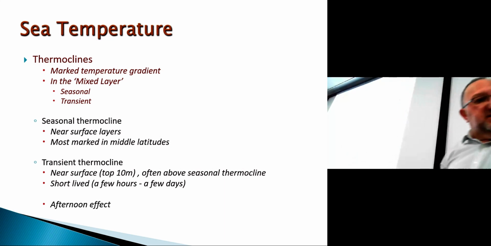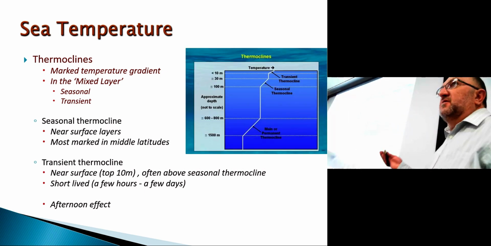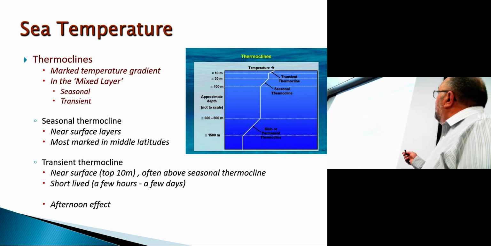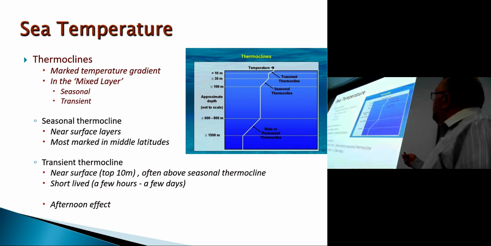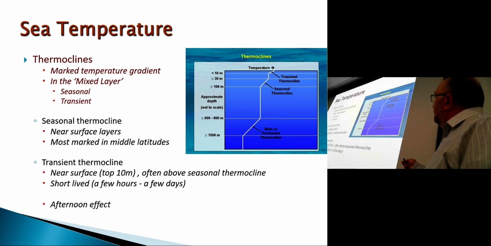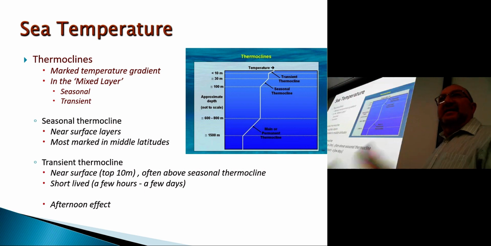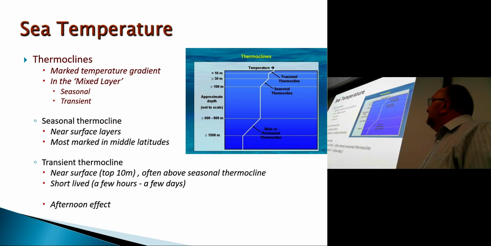This graph, hopefully, breaks down those thermoclines. Again, the transient one quite near the surface, you've got a temperature falling off with depth down to about 10 metres. Then we've got temperatures fairly constant. Then a seasonal thermocline coming down a bit further, then constant again. And then we get down to really deep waters where we have our main permanent thermocline between surface layers and our deep water, which is all at one temperature.